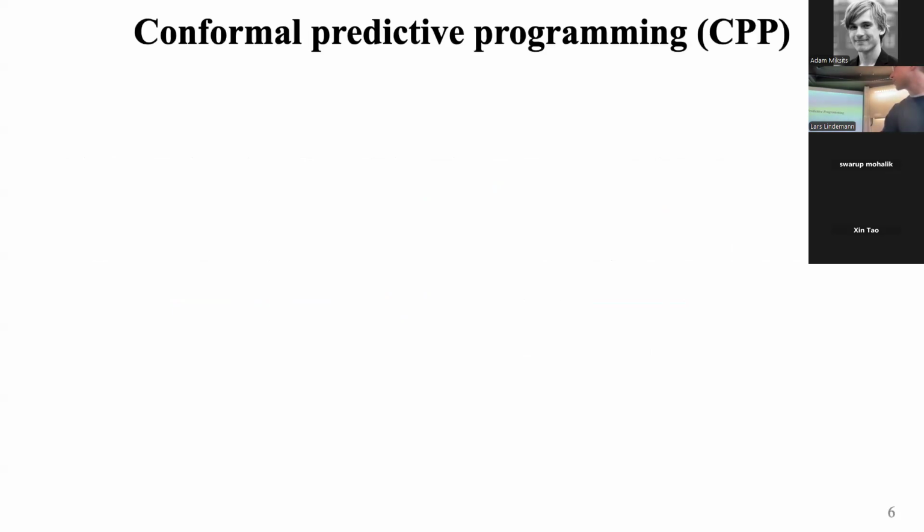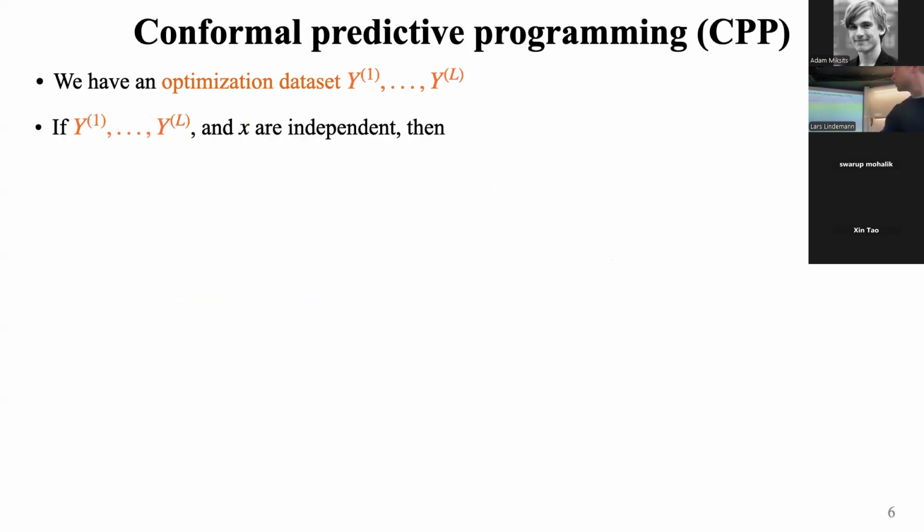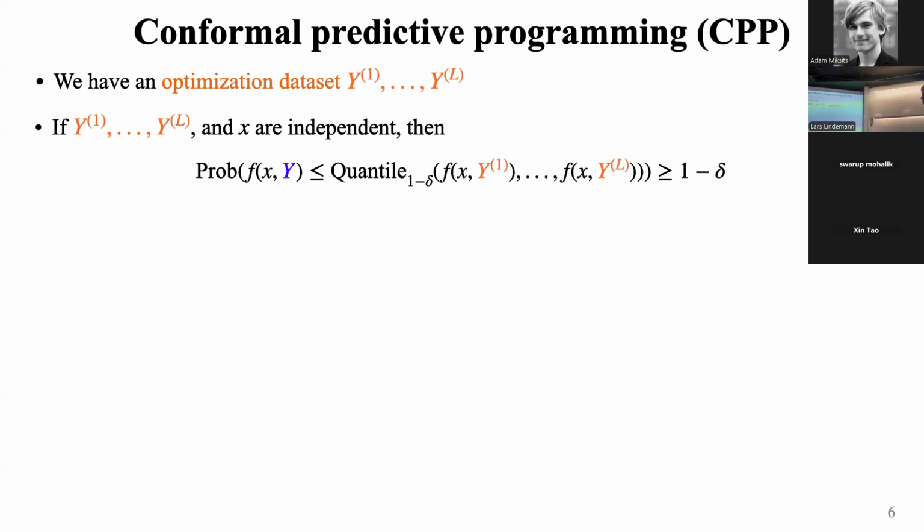First thing is conformal predictive programming. That's what we called it. Here we assume that we have not only a calibration data set, but an optimization data set of samples y1 to yl, all right? And if these samples are IID and they're also independent of some x that we pick, so let's fix one x for now, then we note that simply by applying conformal prediction, we can get guarantees of this form, right? We know that f evaluated at x and the test random vector is bounded by the 1 minus delta quantile over f evaluated at the samples that we have. So this is just applying CP.